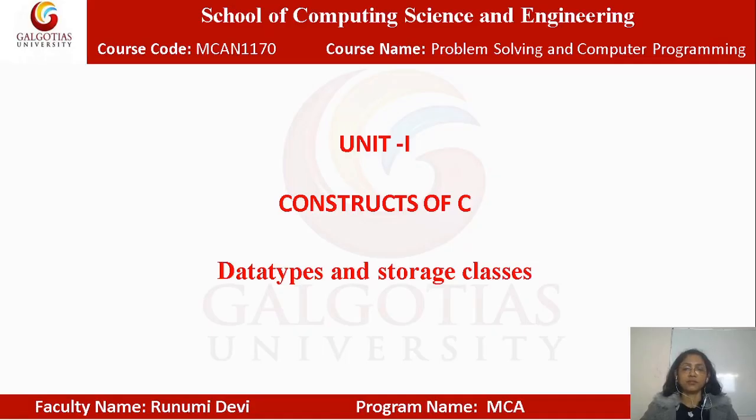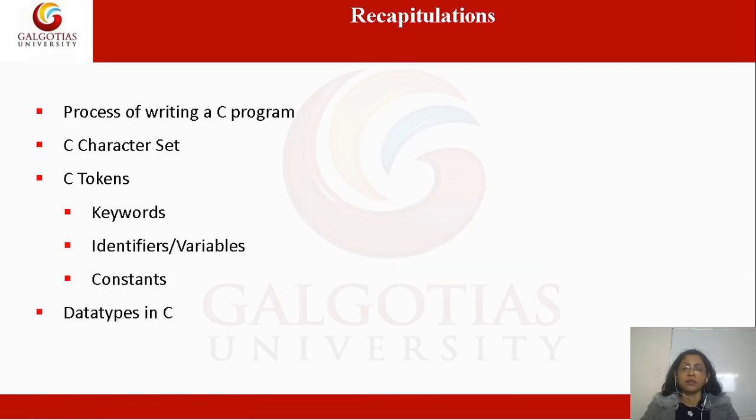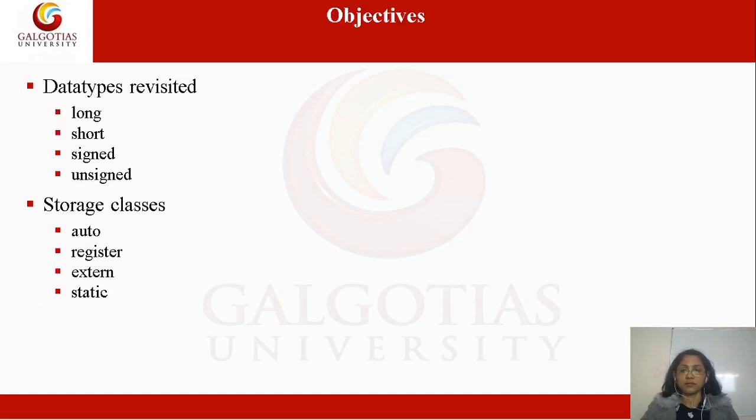Today's class, we are going to discuss data types and the storage classes associated with them. So far, we have studied how to write simple C programs. We have also studied the C character set and C tokens. Under C tokens, we studied keywords, identifiers, constants, and the various data types provided by the C language.